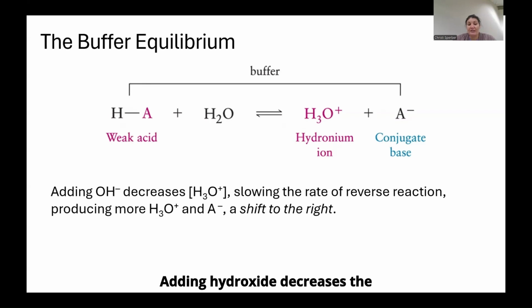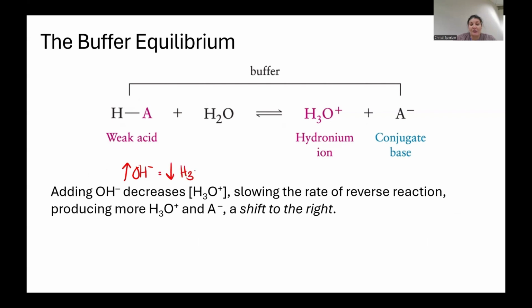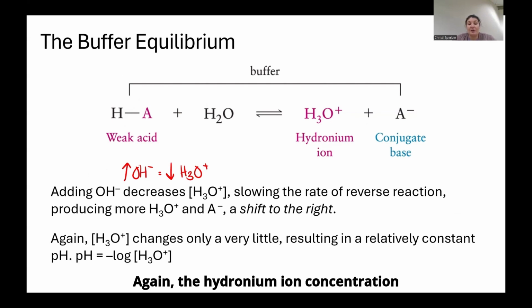Adding hydroxide decreases the hydronium ion concentration, which slows the rate of the reverse reaction, producing more H3O plus and conjugate base and a shift to the right. So if we increase hydroxide concentration, we decrease hydronium ion concentration. Again, the hydronium ion concentration only changes a little, resulting in a relatively constant pH. Because remember, the point of a buffer is to maintain your pH equilibrium and make it so that your pH doesn't change too much.